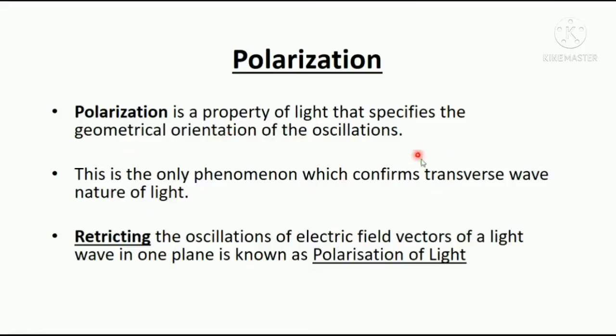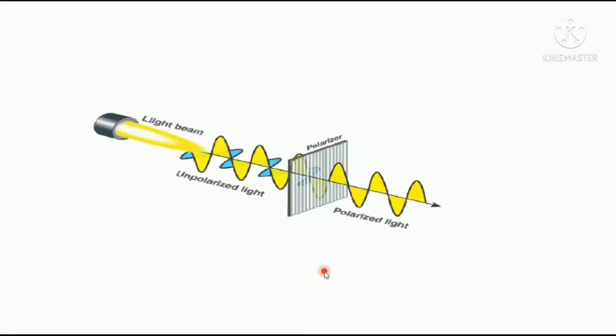So when light propagates in a direction, electric and magnetic field vectors oscillate in a direction perpendicular to the propagation of light as well as perpendicular to each other. So here we will be discussing only about the direction of oscillation of electric field vectors. So electric field vectors are in a direction perpendicular to the direction of propagation. If we restrict it in one direction, that is known as the polarization of light.